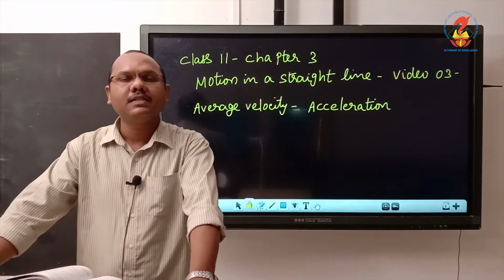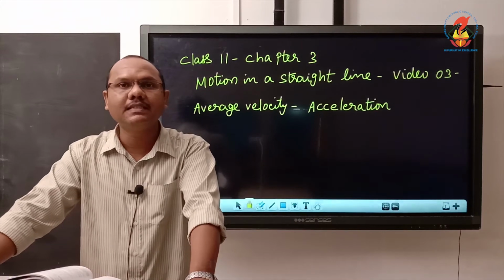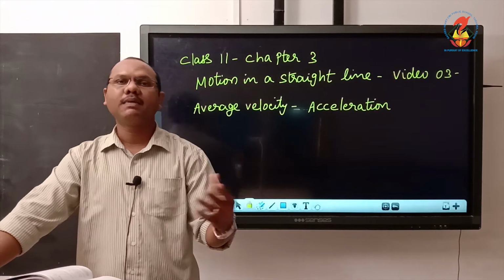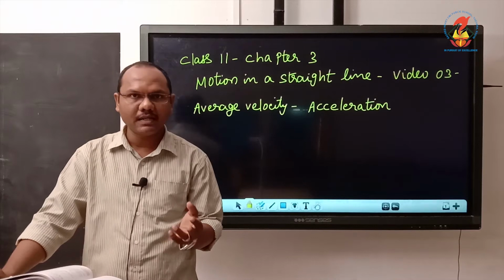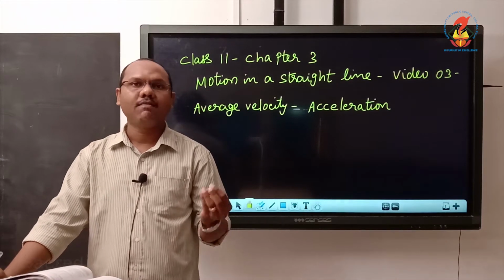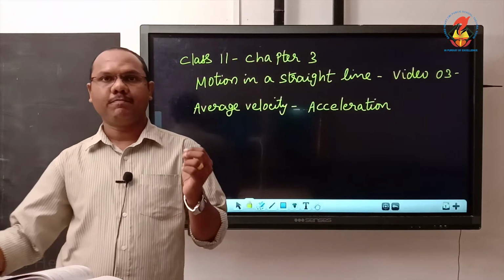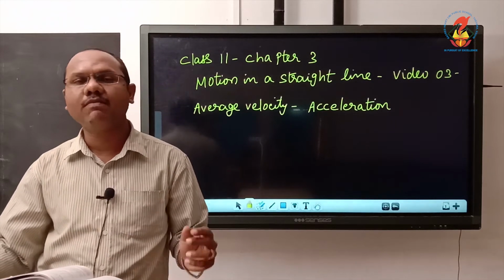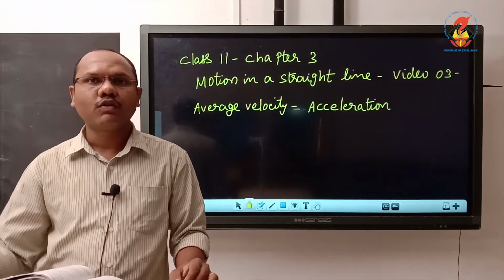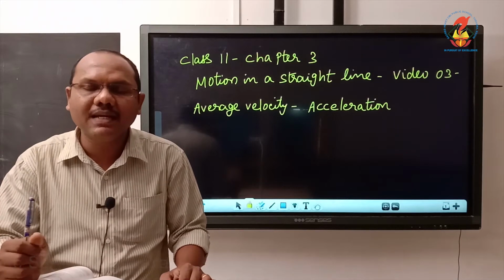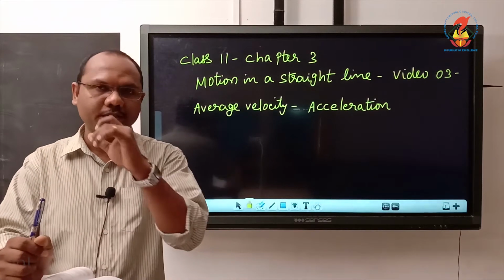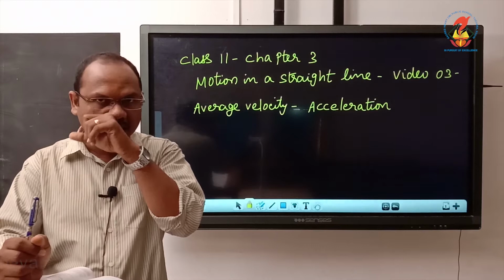In the last class, we discussed distance and displacement, the difference between distance and displacement, and we also studied the difference between speed and velocity. So, velocity means speed with a direction, and velocity is a vector quantity.